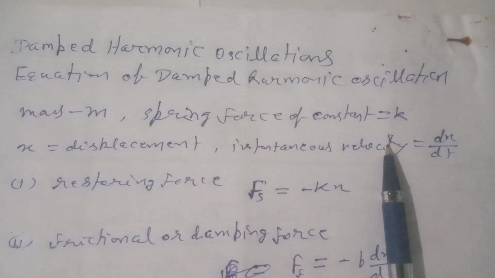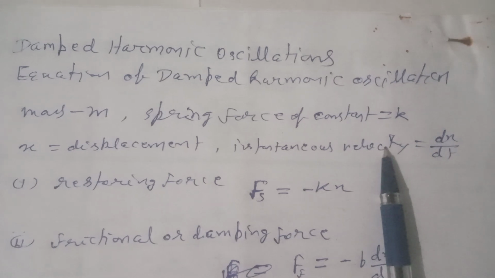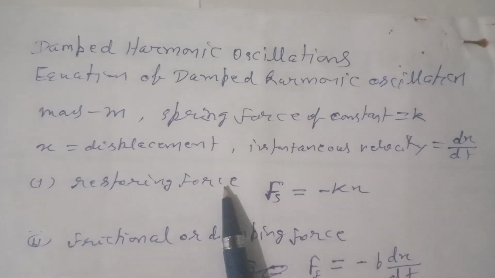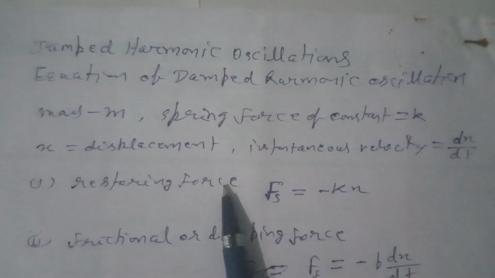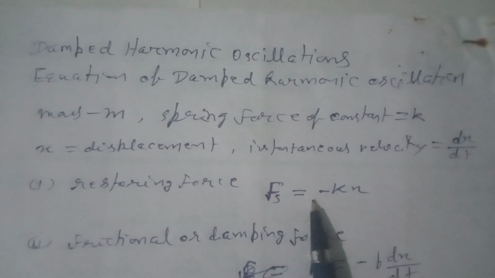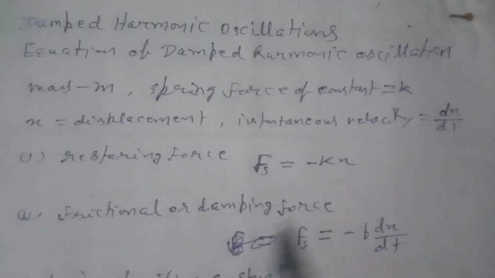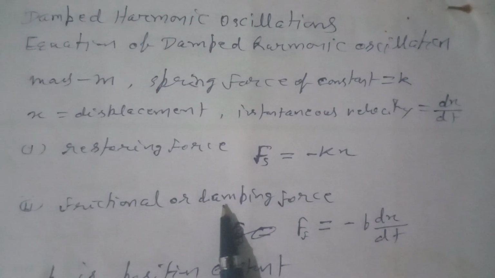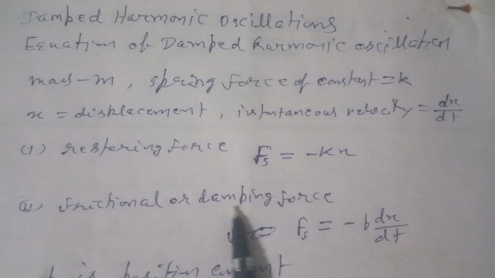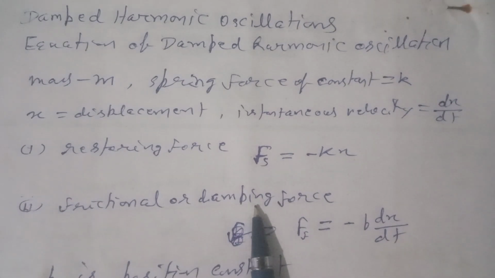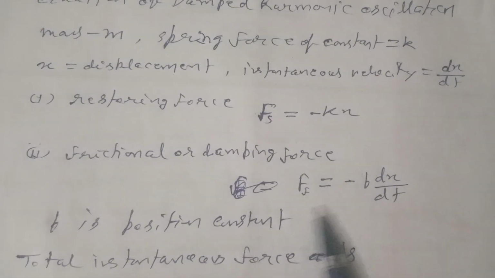The forces acting on the body at this instant are the restoring force, which is proportional to the displacement but acting in the opposite direction, and it may be written as Fs equals minus kx. The second force acting on it is the frictional or damping force, which is proportional to the velocity but opposite to the direction of motion, and it can be written as minus b dx by dt, where b is a positive constant.